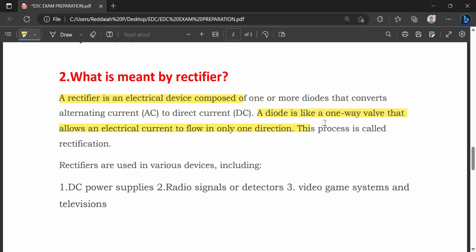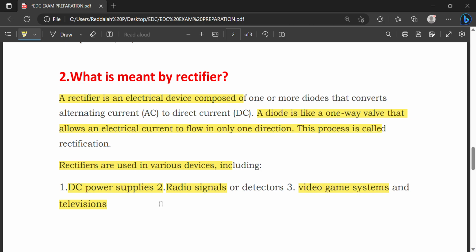A diode is like a one-way valve. It allows the current in only one direction. That's why it is also a clipping circuit. A half wave rectifier is a simple example of a clipping circuit. Rectifier applications are DC power supplies, radio signals or detectors, video game systems and televisions. If you go for televisions, inside there is an electronic circuit that needs a DC power supply, and that DC power supply is converted from AC by using a rectifier.